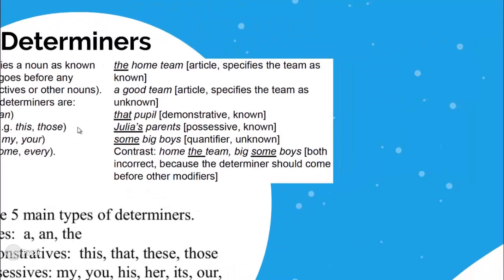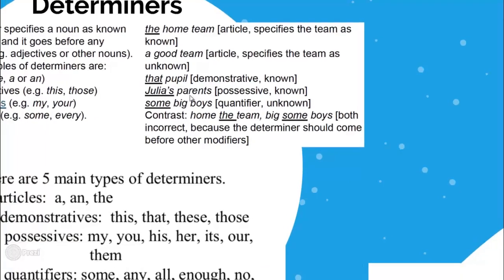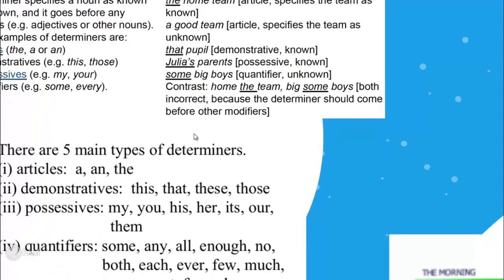And here's an example. The house team, the article the, specifies the team as known. Or a good team, the article specifies the team as unknown. That pupil, with the demonstrative, like these, that, those, or Julia's parents. They're telling me that the parents belong to Julia. And then we can talk about some big boys. So some tells me about the quantity, how many boys. It is not a fixed quantity, but it is a quantity.